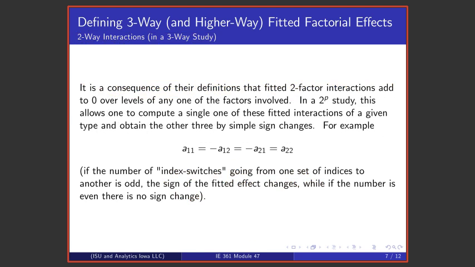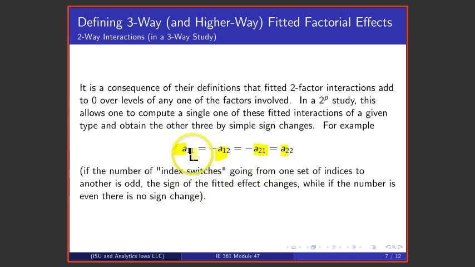It's a consequence of the definitions here that interactions, you can get them by switching signs. And I realize here I'm missing a second letter. So think of this as AB11, AB12, AB21, and AB22.